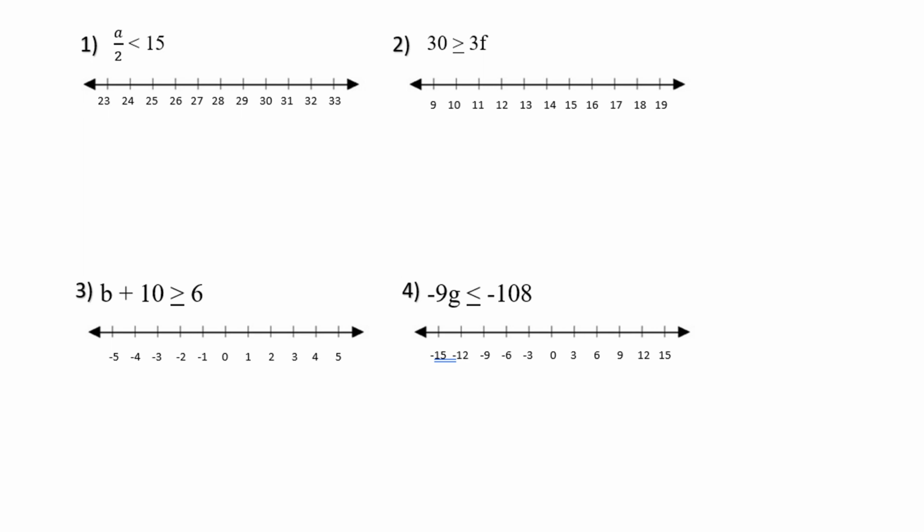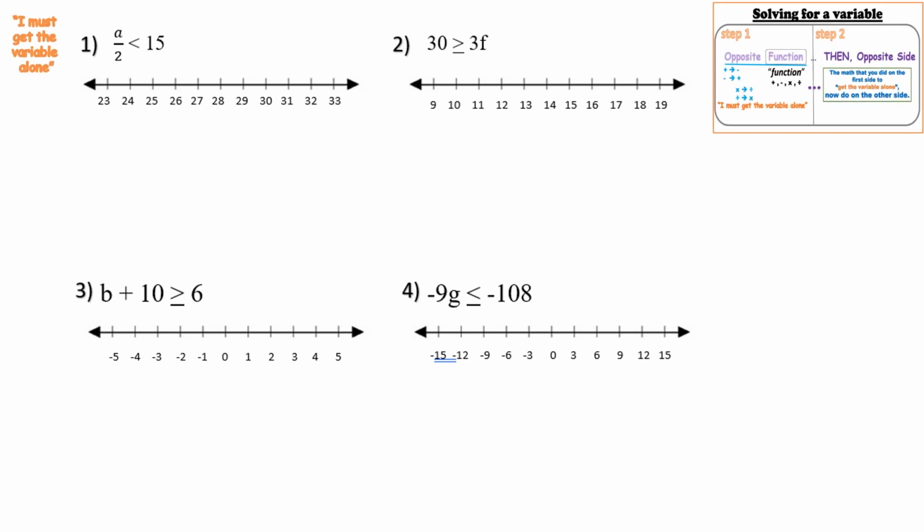So we're going to start with number 1, where we have a divided by 2 is less than 15. Going through how we do algebra, we locate our variable. That's where we have to start. When I find my variable, I know I have to get it alone. So I'm asking myself, what am I doing to a? Well, it's a over 2, and we know that fractions are division. So I know that I'm dividing by 2. And that opposite function is, instead of dividing by 2, we're going to multiply by 2.